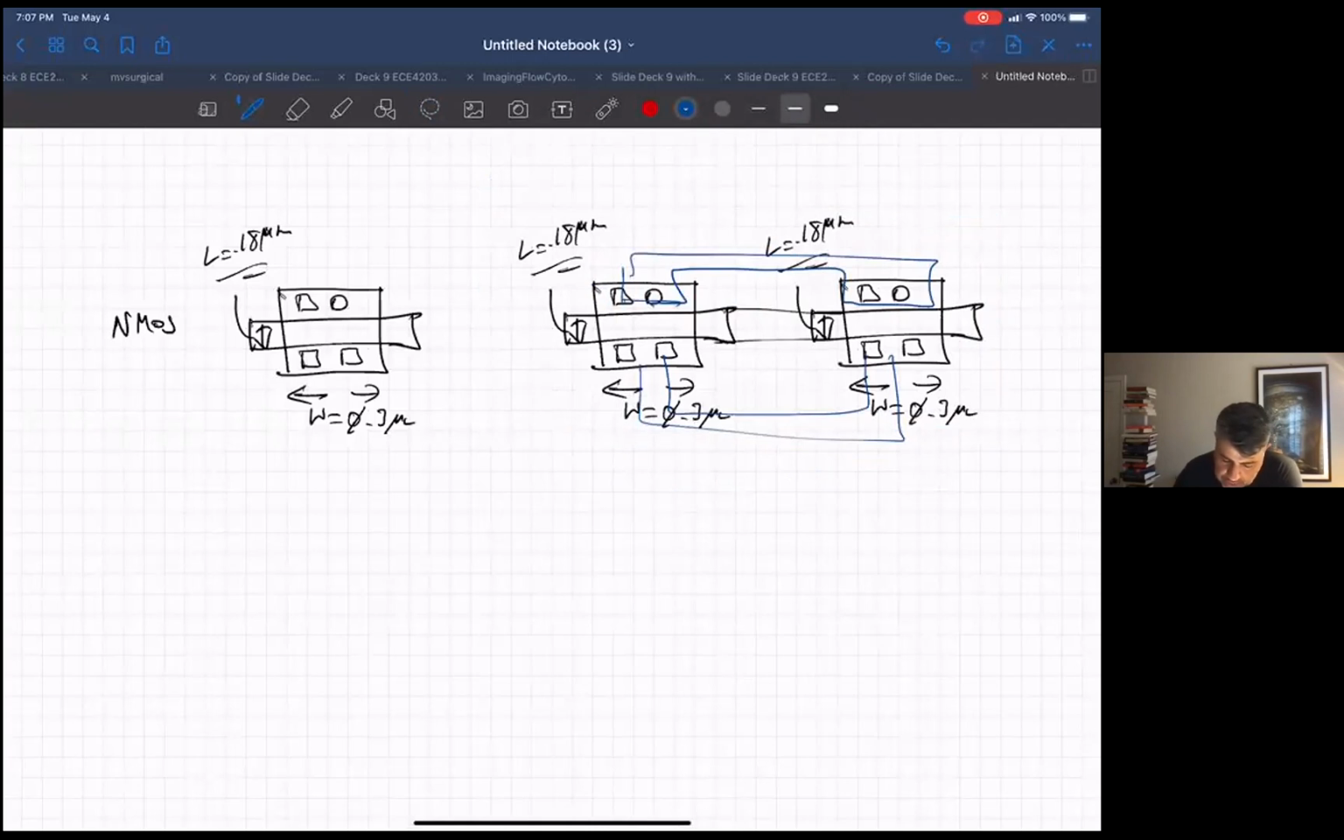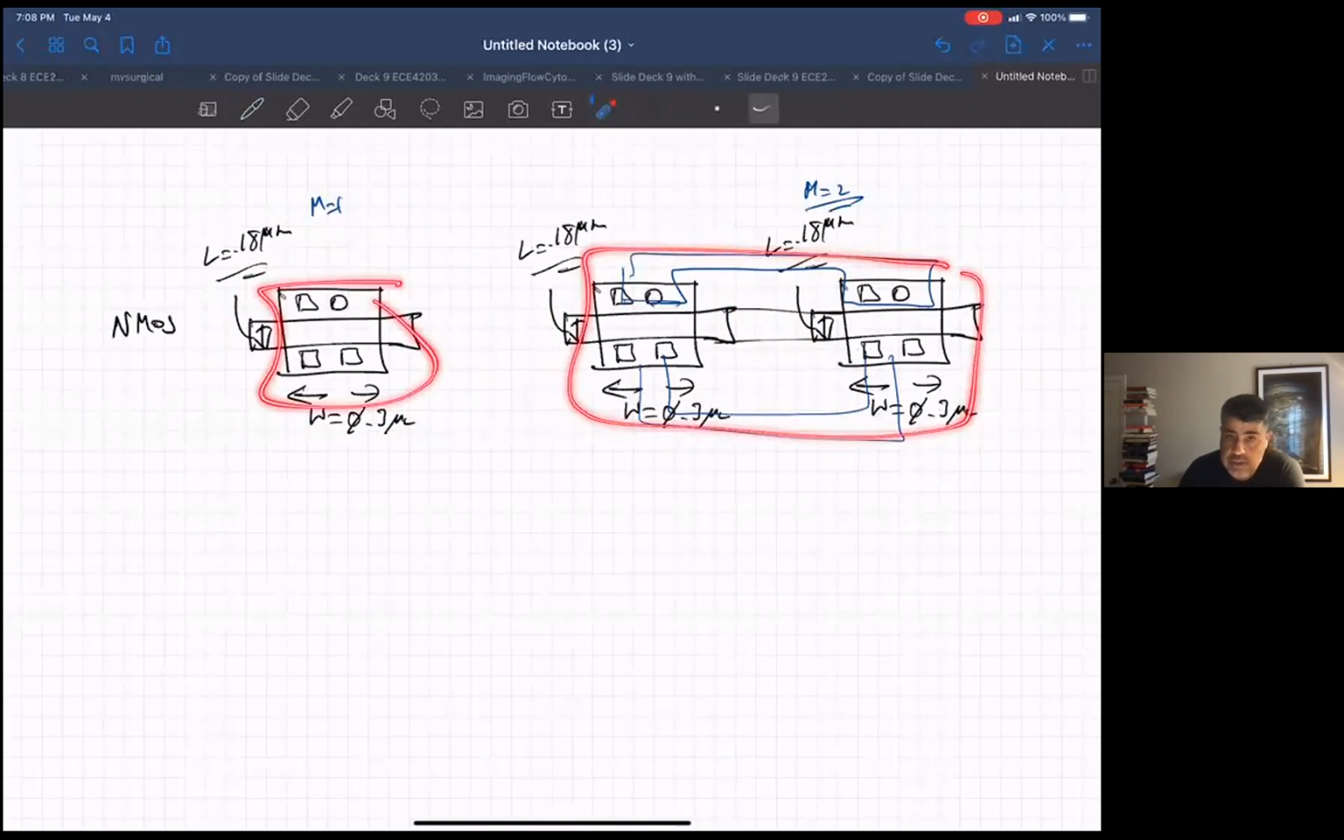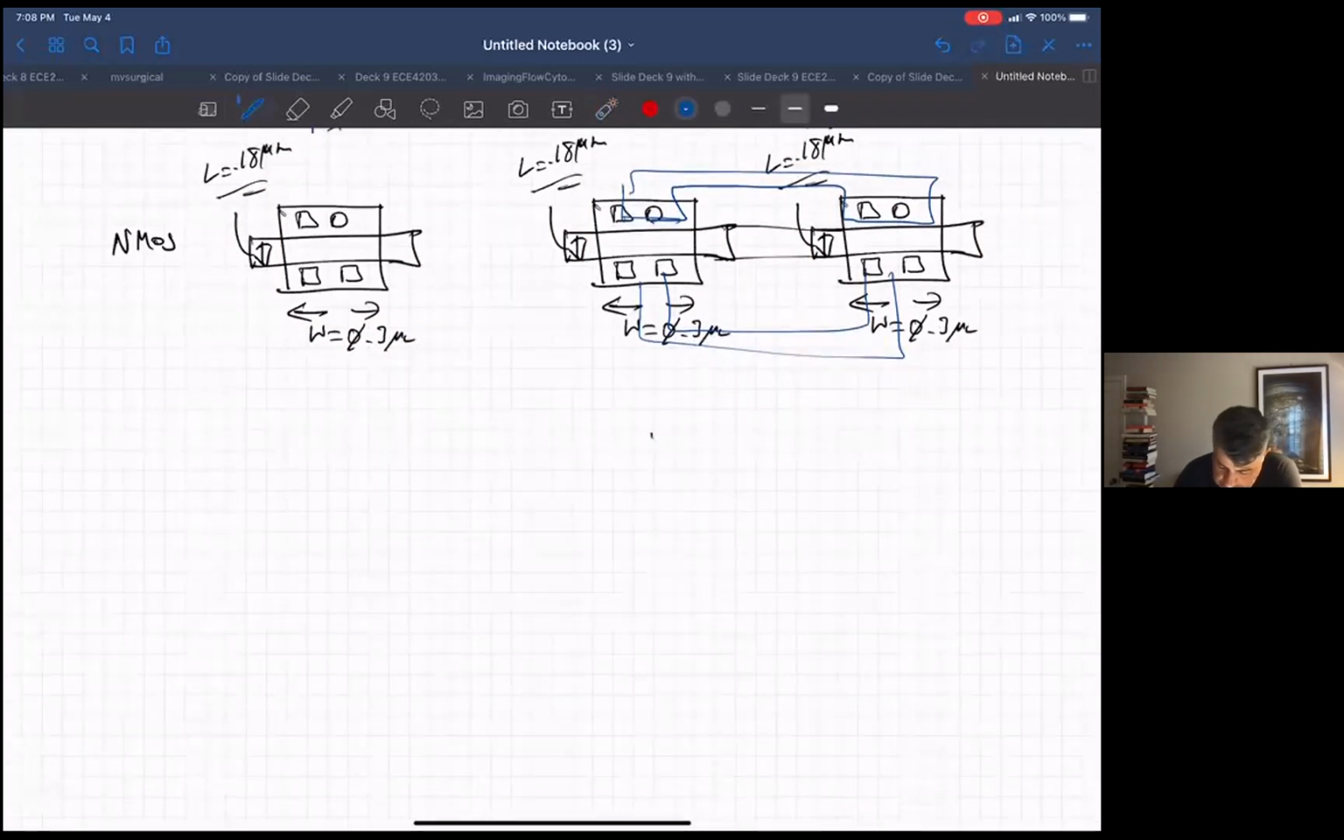We're not modeling any of the interconnect, so we're not modeling this capacitance, or this capacitance or resistance. So in fact, when you say M equal to 2 in SPICE, compared to M equal to 1, this will have exactly twice the capacitance of this one, and exactly half the resistance of this one.